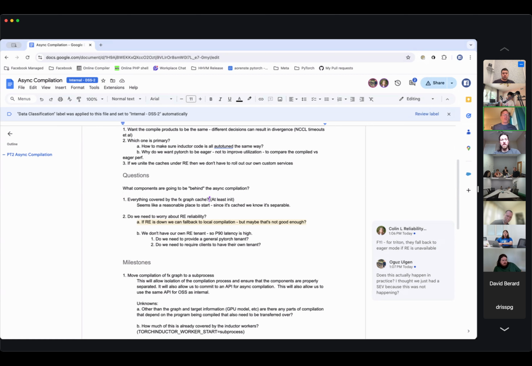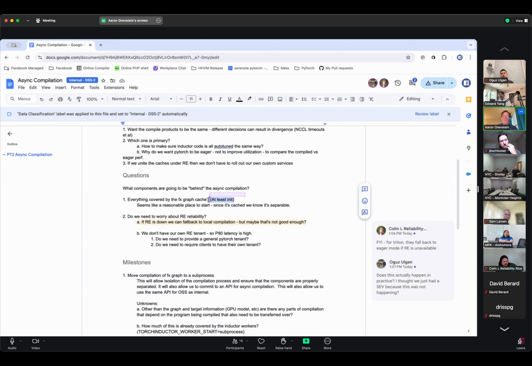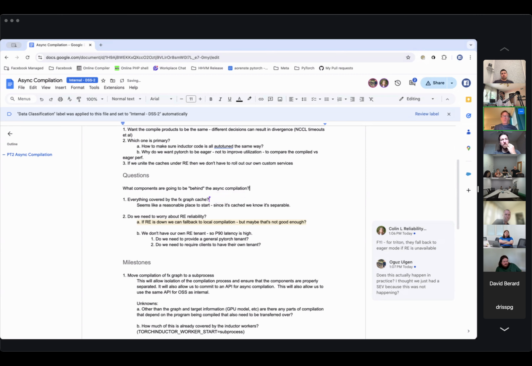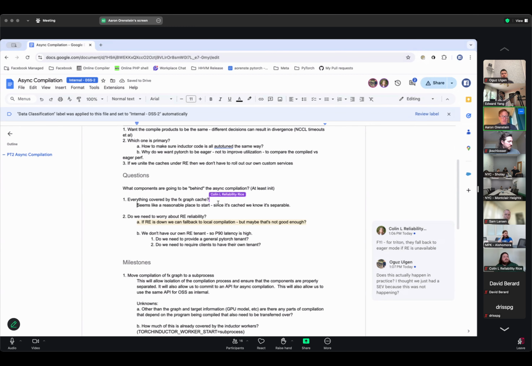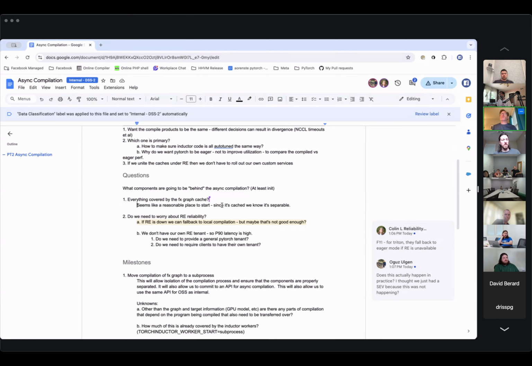So starting with the FX graph cache, that's probably a good place to start. We know it's cached. Because it's cached, we know we can rely on the stuff underneath that not caring about actually running. And so that's probably not a bad place to start. I don't know if there's opinions on that.